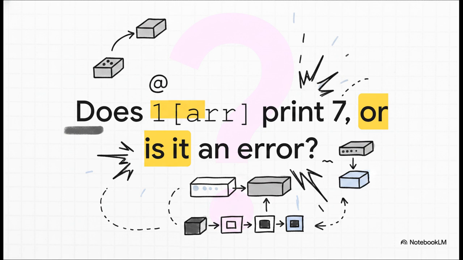Imagine your professor puts this code up on the screen. 1[R]. Now your first gut reaction is probably, that's a syntax error. No way that works. But what if I told you it compiles just fine, and it actually runs? The answer to this little riddle reveals something really fundamental about how C actually works under the hood.